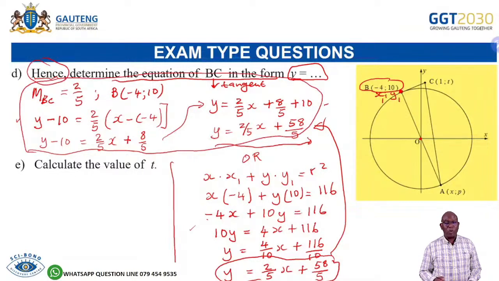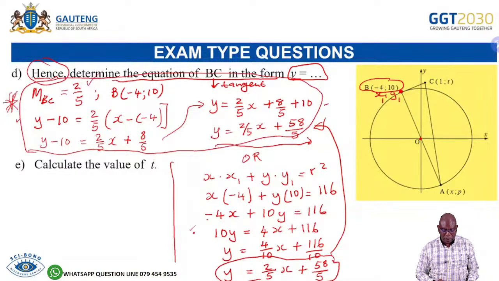So hence means use whatever you got previously. And what you got previously was the gradient of BC. So this is just a method that I'm showing you to get the equation of the tangent. In any of the questions that we have done previously, you can use that method. But in this one specifically, this is the method that they want you to do. Hence means that use what you got.